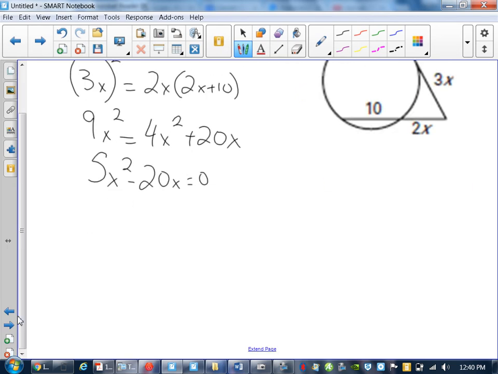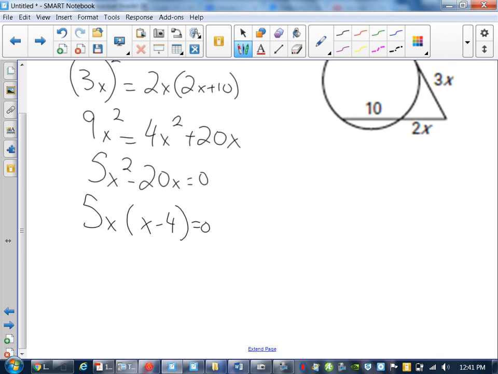Which means here, in order to solve for x, you have to just take out GCFs. 5x squared and 20x, what do they have in common? 5x. Good. So you factor out the 5x. You get x minus 4.